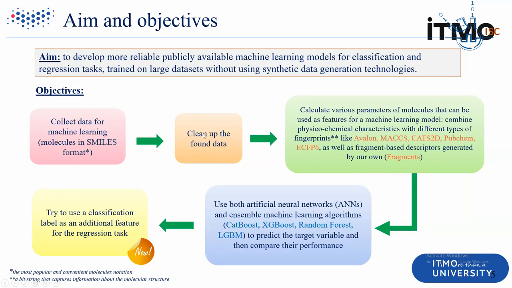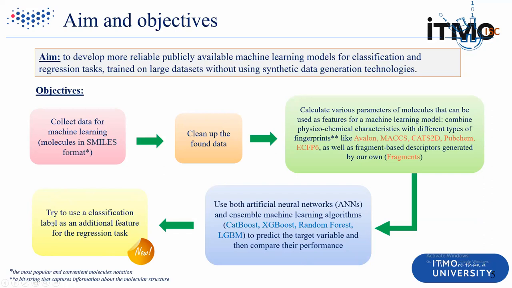You would probably have some practical classes concerning this pipeline. Anastasia will guide you through all this process of how she actually managed to collect the data, clean up, and calculate various parameters in Python. And then when we calculated the particular descriptors, we use them for artificial neural networks and ensemble machine learning algorithms like CatBoost, XGBoost, random forest, LGBM algorithms to predict the target variable and then to compare the performance.